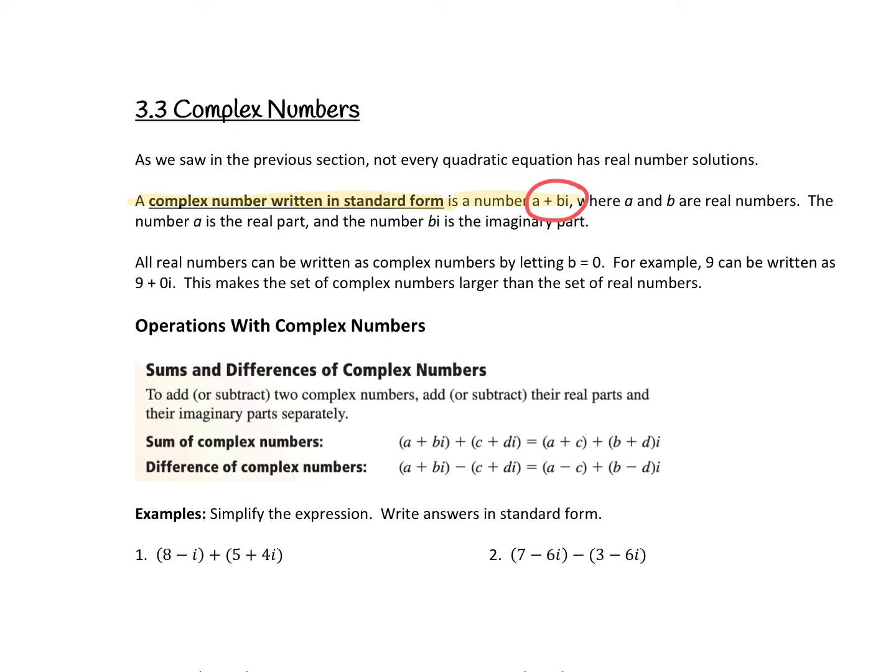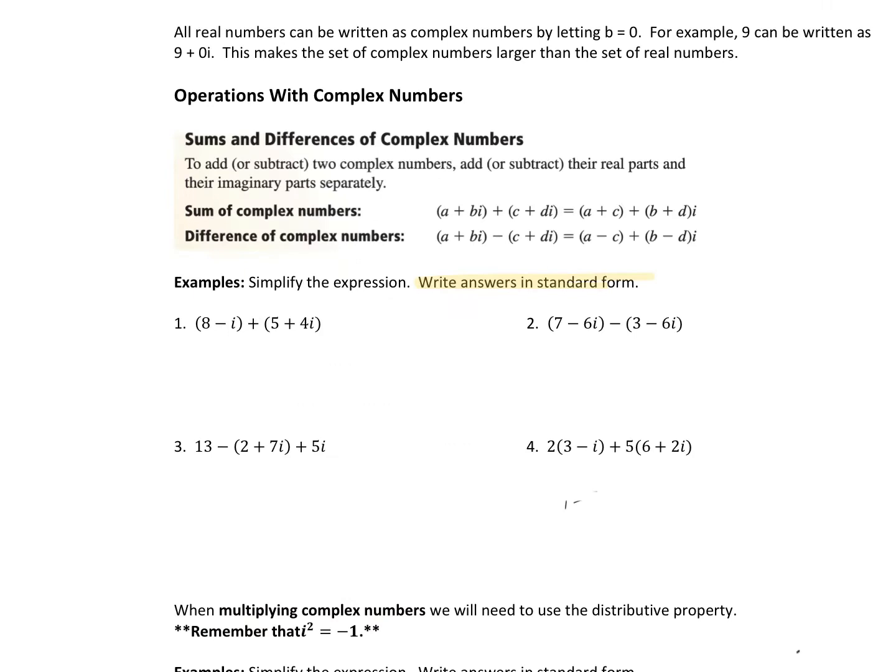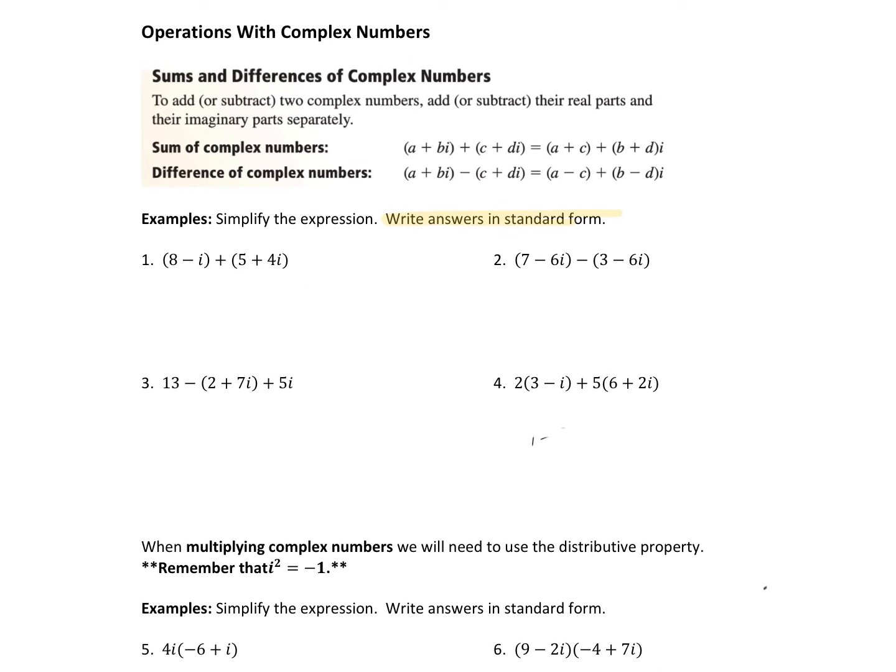All right, the examples here say simplify the expression and then write your answers in standard form. So standard form, again, for the second time, standard form is a plus bi. This is maybe different than what you would have done with x, because usually if we have an x term, we put it in front of the constant. But when we have imaginary numbers, we always put the constant first, and anything with an i goes second.